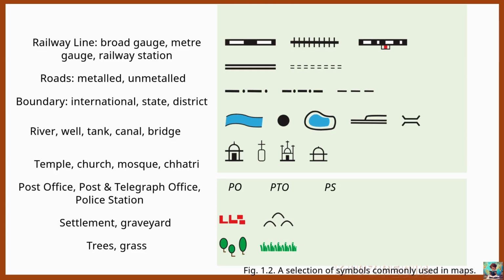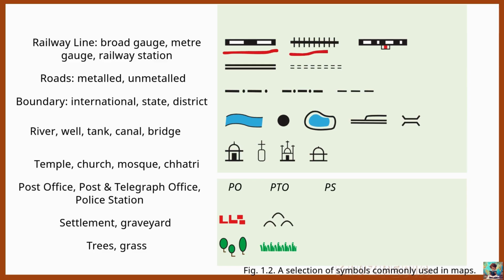First, we have symbols for railway line. For broad gauge, we use this symbol. Broad gauge means the distance between the two railway lines is wide or broader. It is stronger and can carry more weight. Trains can go faster. It is great for long distance travel and to carry heavy goods. Most of the railway tracks in India are broad gauge.